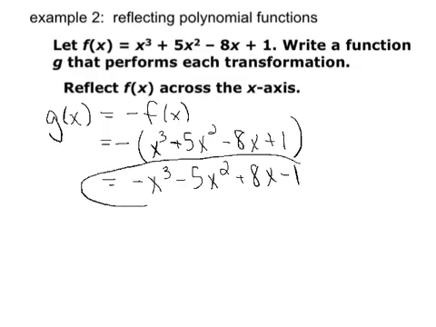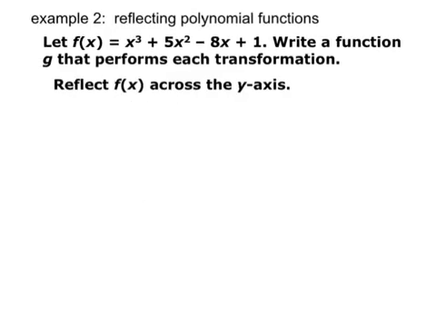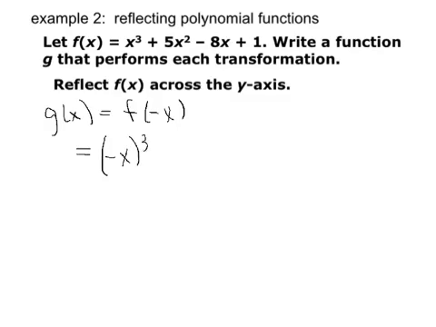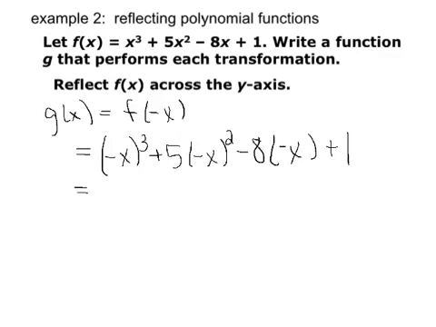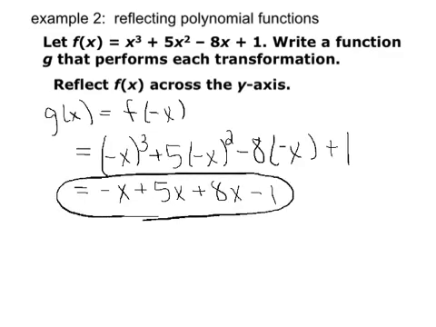And notice we don't have to sketch this one. Okay, reflect across the y-axis. Our new function is the inside goes negative. So that means every x is a negative sign. So we have to cube or square those things. And a negative raised to an odd power stays negative. And a negative raised to an even power goes positive. So you just have to watch your negatives. And you have your answer.